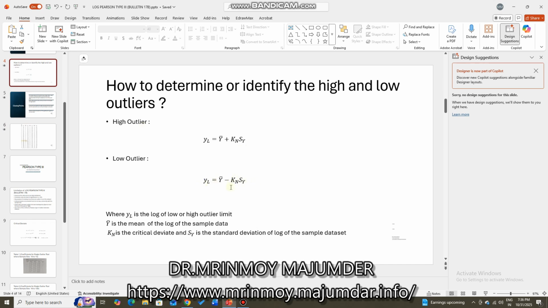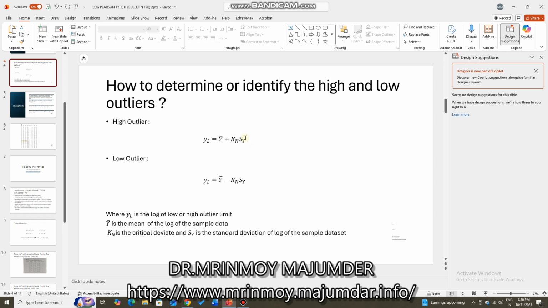If we are trying to detect the minimum value, the low outlier, then we will put the value of Kn into this equation, and this y bar is the mean of the logarithmic values of the sample data. In the new method also we calculate the mean of the log of the sample data, not the mean of the sample data. Please note, in the new method also we calculate the log mean of the sample data, which is indicated by y bar, and this S subscript y indicates the standard deviation of the sample data. However, in this case also log.